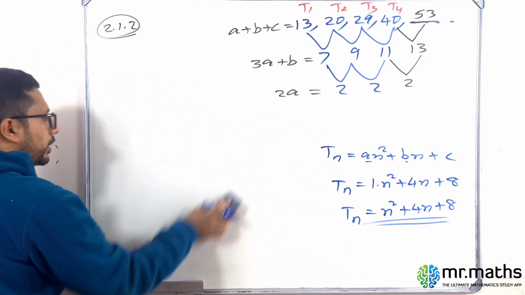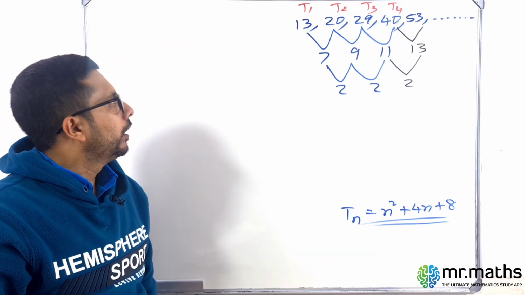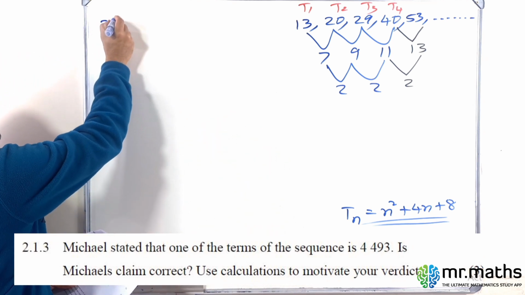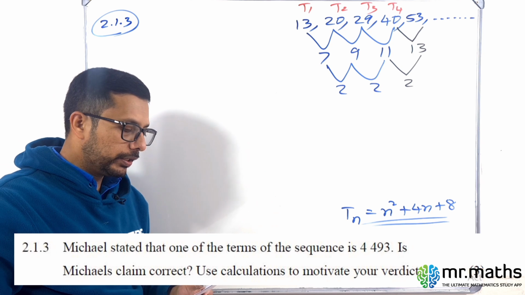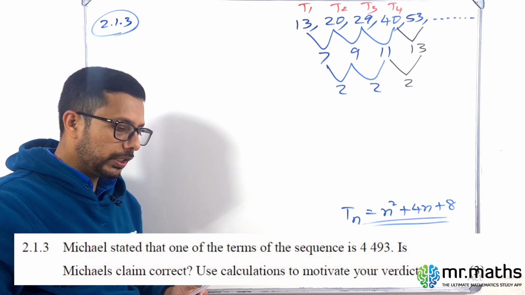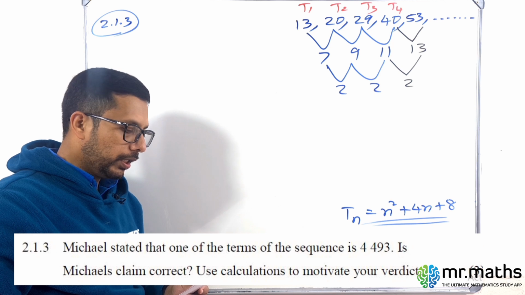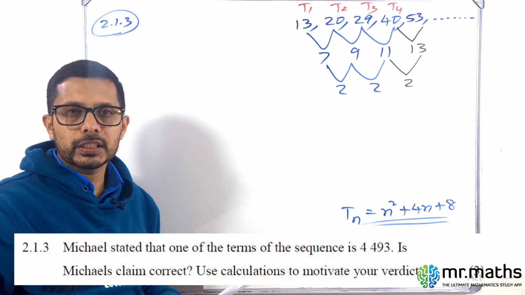Now let's move to the next question, question number 2.1.3. What is that question? Michael stated that one of the terms of the sequence is 4493. Is Michael's claim correct? Use calculations to motivate your verdict.